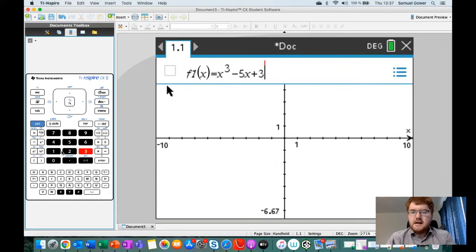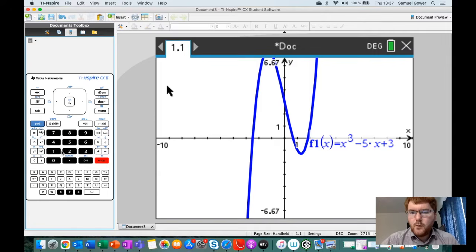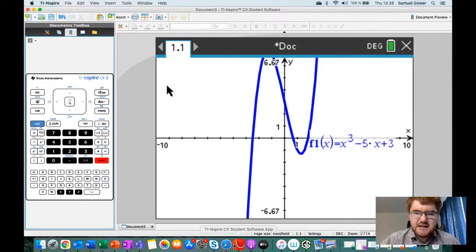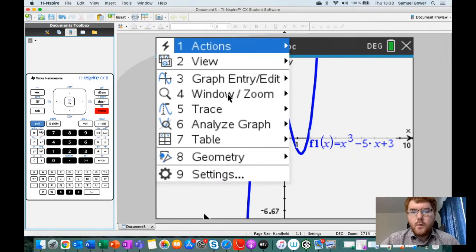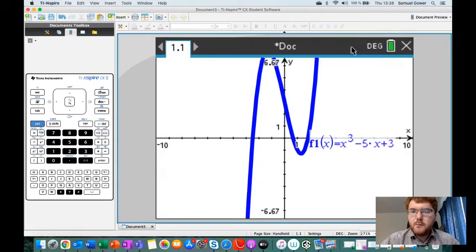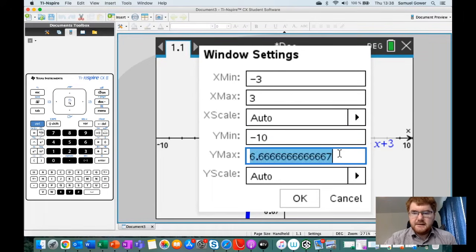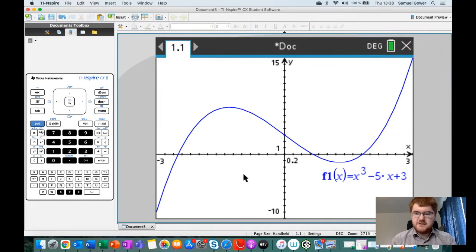So we type that in, and you'll notice it doesn't quite look like what we need, because if we go back to our PowerPoint, you'll see the scale is given from minus 3 to 3 and from minus 10 to 15. So we need to go back to my GDC, and we go to Menu, Window, Window Settings, and then we put in the correct settings. So I'm going to put minus 3 here. For here, I'm going to put 3, following the instructions of the question, and then we have minus 10 and positive 15. So you must change the window to fit the question that you are given.